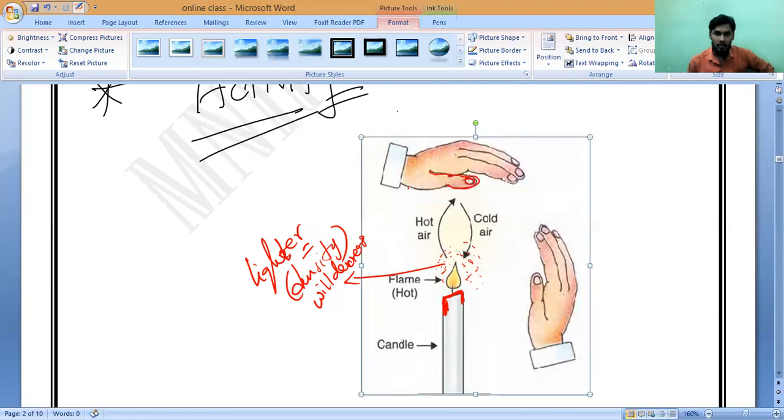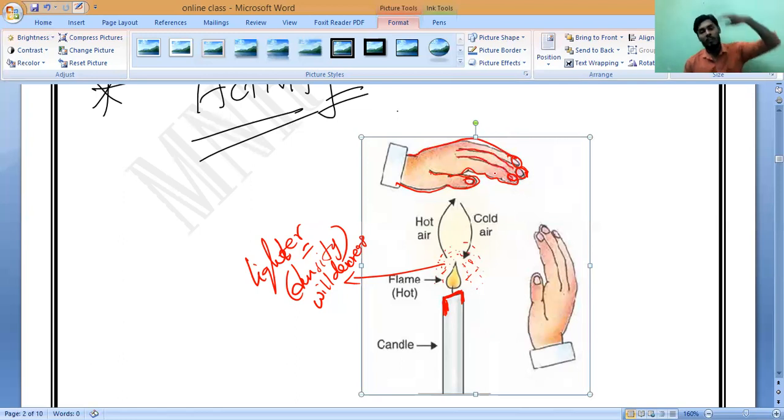I will feel hotter because continuously the hot air is coming and touching my hand. Is it yes or no? So now, what I should do is keep one hand at this position where it should not hurt. Be very careful. Don't keep it very close. You have to keep it a little bit far.